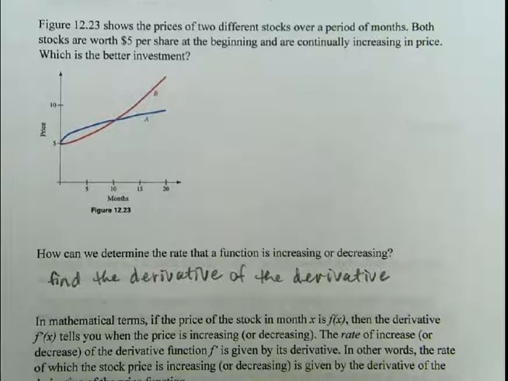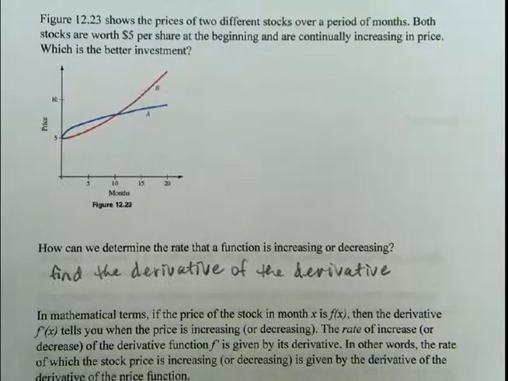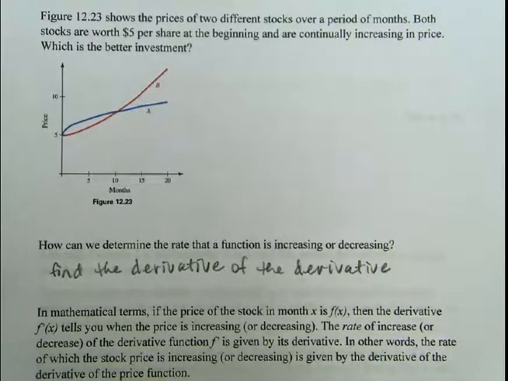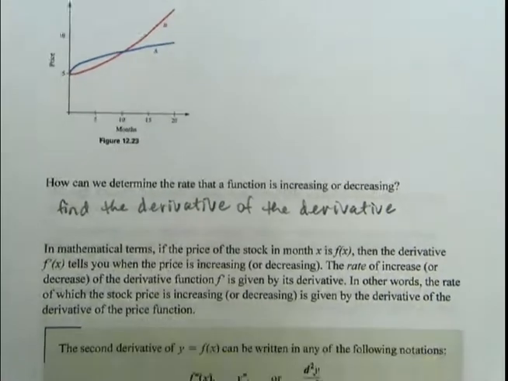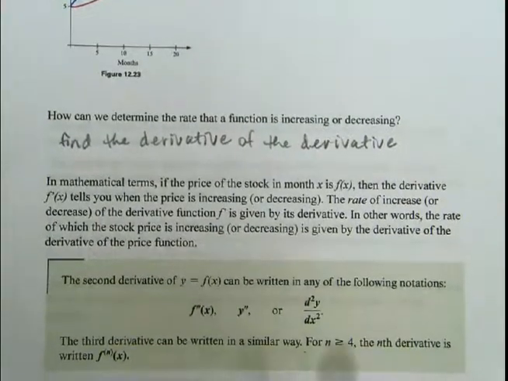In mathematical terms, if the price of the stock in month x is f of x, then the derivative of f of x tells you when the price is increasing or decreasing. The rate of increase or decrease of that derivative function is given by its derivative. In other words, the rate the stock price is increasing or decreasing is given by the derivative of the price function. So in this whole section, we are looking at the second derivatives. All of these notations represent the second derivative. You can even do the third derivative, fourth derivative, and so forth, which we'll look at in this particular lesson.